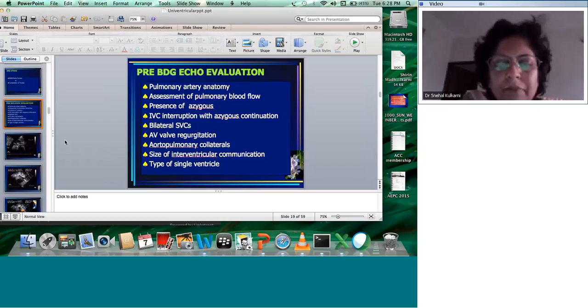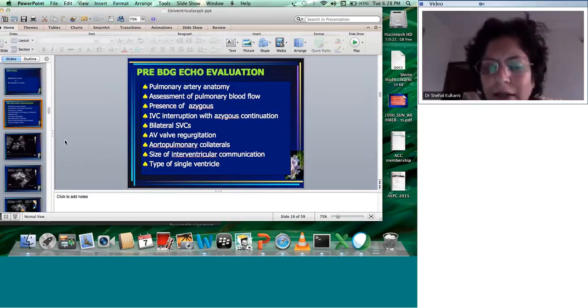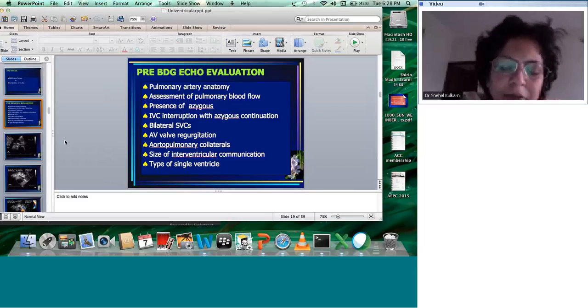instead of single Glenn. It's a very important thing to say for AV valve regurgitation, because that's one of the incremental risk factors. Because if you have AV valve regurgitation, that turns into ventricular dilatation, and the ventricle dilates over a period of time. We know that there is a possibility of ventricular dysfunction.